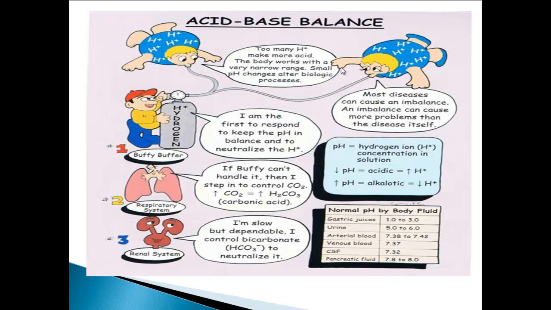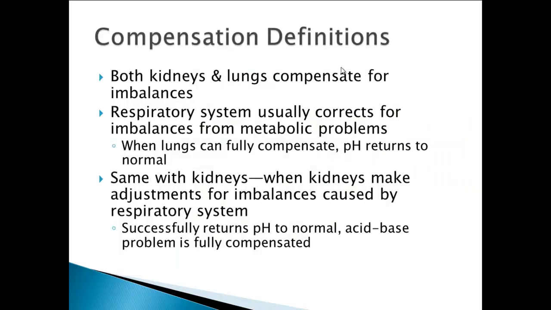Here is just a little memory aid on acid-base balance. When there are too many hydrogen ions, there's more acid. The body tends to keep pH in a very narrow range and will do different things to get it back where it belongs. We see number 1, the buffers, number 2, respiratory, and number 3, the renal system. There are also some normal pHs by body fluid in the lower right-hand side. Gastric is very acidic, urine slightly acidic, arterial blood basic, venous blood a little less basic, cerebrospinal fluid a tiny bit basic, and pancreatic fluid basic also.